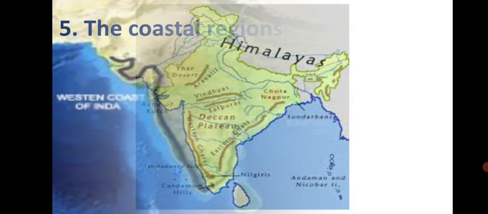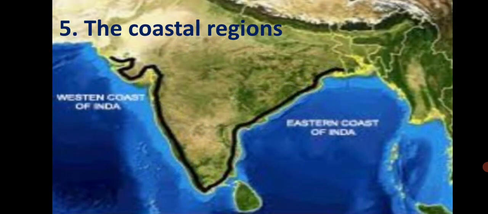Let's move on to the fifth point, the coastal regions. From the time of the Harappa civilization, ancient India had trade relations with the Western countries. This trade was carried on by the sea. Therefore, India had developed contact and interaction with foreign cultures and people at the seaports.